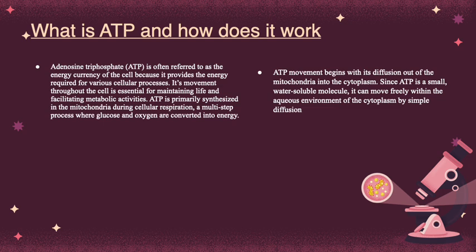ATP is primarily synthesized in the mitochondria, the powerhouse of the cell, during cellular respiration, like I said, in that 3-step process where glucose and oxygen are converted into energy. ATP movement begins with its diffusion out of the mitochondria into the cytoplasm. Since ATP is a super small, water-soluble molecule, it can move freely within the aqueous environment of the cytoplasm by simple diffusion.